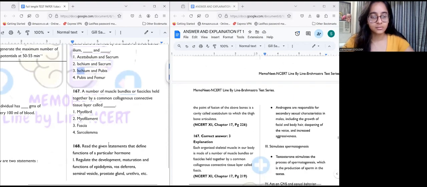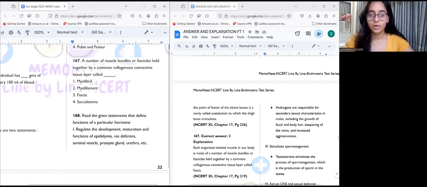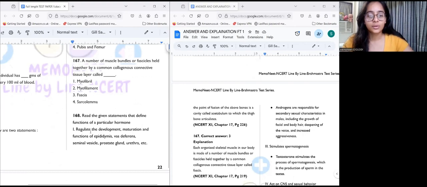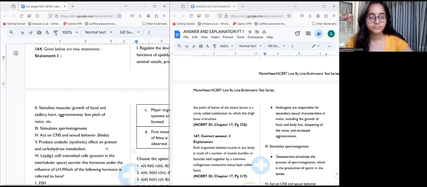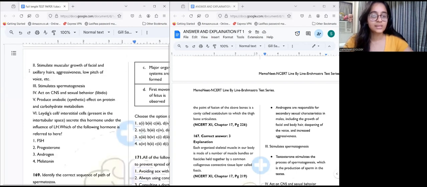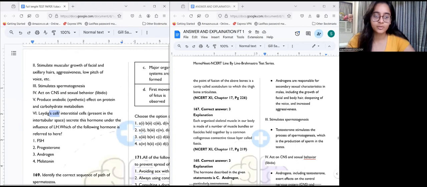For 168, the given statements define the role of a particular hormone. So let's see. What is the function of the hormone basically? It regulates the development, maturation, and functions of the epididymis, vas deferens, seminal vesicle, prostate, urethra, etc. Then it stimulates muscular growth, facial and axillary hair, stimulates spermatogenesis, and acts on sexual behavior, anabolism, Leydig cells. Now, all of this relates to males, right? So the answer will probably be a male hormone. What is the only male hormone mentioned here? It's androgens. So the answer is androgen.